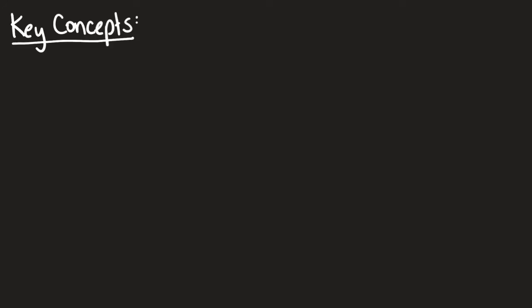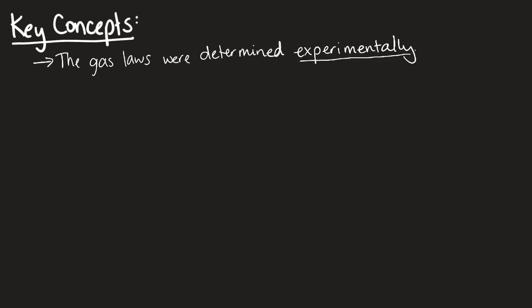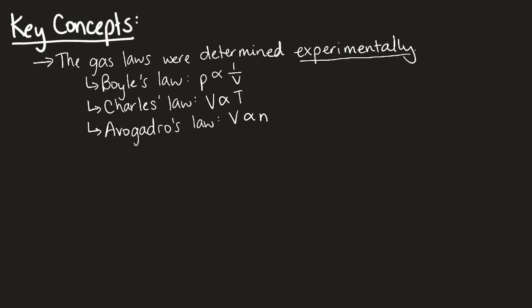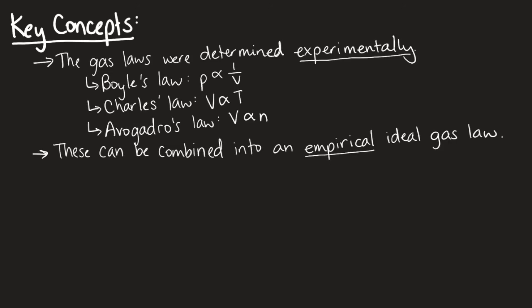Alright, so our key concepts from this video. The gas laws were determined experimentally. So the three gas laws are Boyle's law, pressure is inversely proportional to volume, Charles's law, volume is proportional to temperature, and Avogadro's law, volume is proportional to the amount of substance in the gas. These can be combined into an empirical ideal gas law, and there's two forms of that ideal gas law. And those forms are PV equals nRT or PV equals NkT.